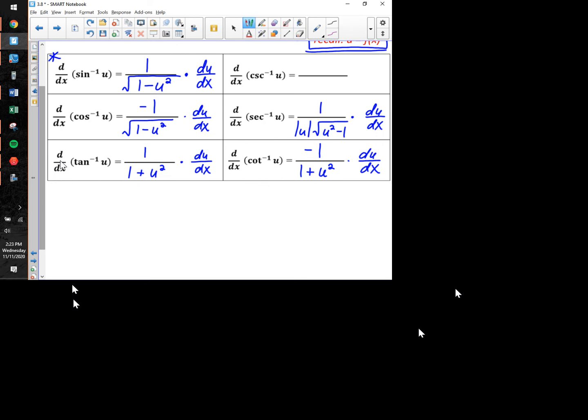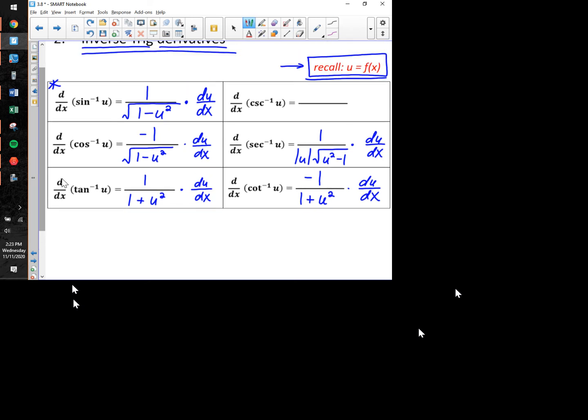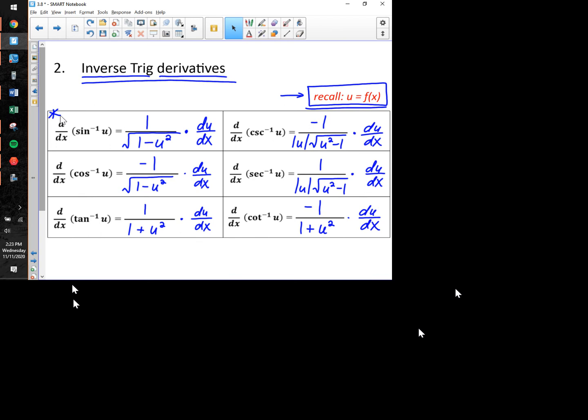And the last one, everybody, the derivative of inverse cosecant is simply the opposite of the inverse secant derivative that we just wrote down. Negative 1 over the absolute value of u times the square root of u squared minus 1, multiplied now by the derivative of u with respect to x. So all right, everybody, those are your 6 inverse trigonometric function derivatives, and normally I'd say we need to have those memorized for our next quiz or test. All right, let's see those in action.